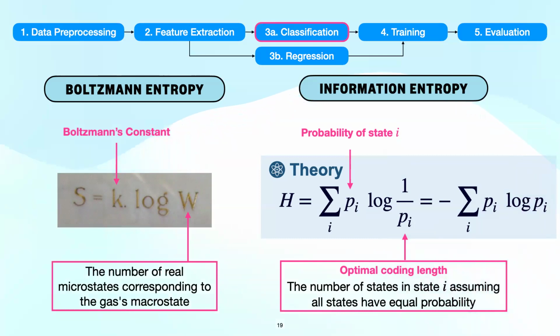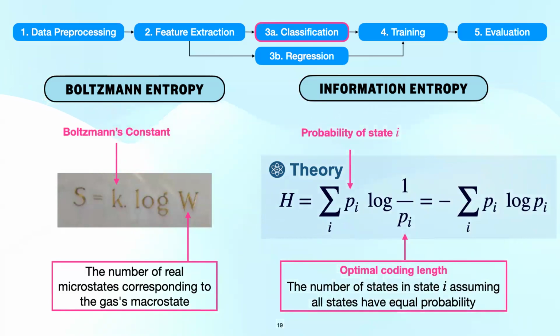We have a very similar quantity in information theory called information entropy. It's defined by this equation, where p_i is the probability of state i, multiplied by a value log 1 over p_i. This 1 over p_i quantity in information theory is called optimal coding length, but you don't need to understand it, it's jargon we don't really care about. The way you can think about it is the number of states in state i, assuming that all states have equal probability. For example, if you toss a fair coin, you have two possible states, right? One is head, one is tail.